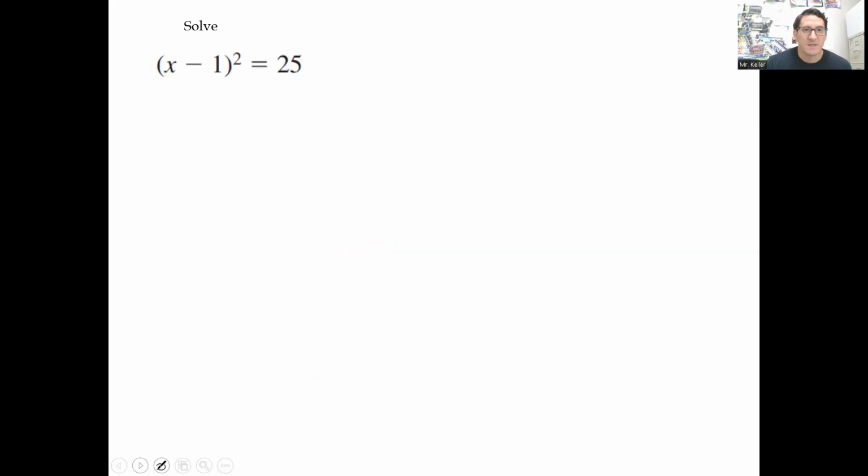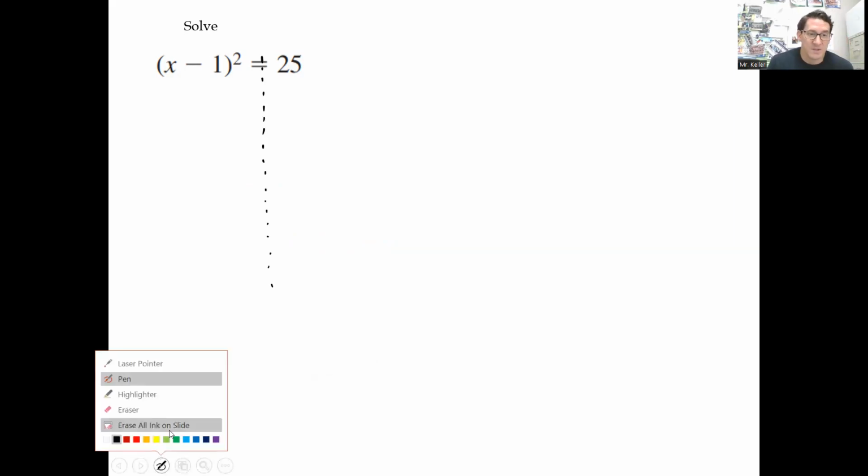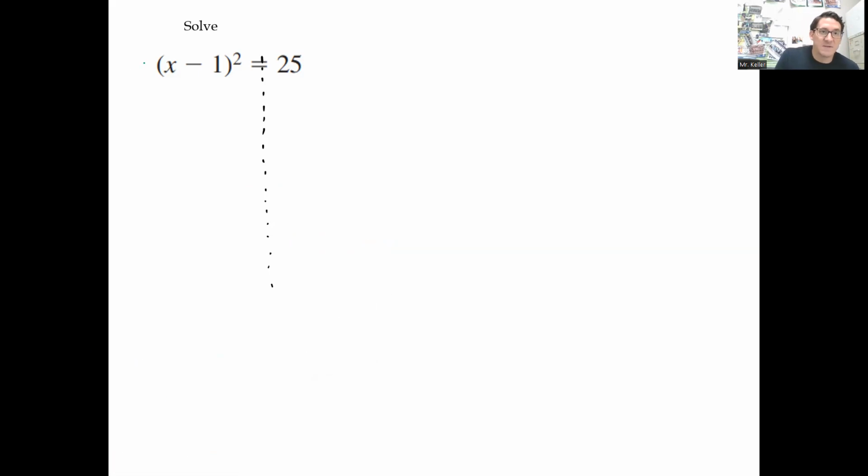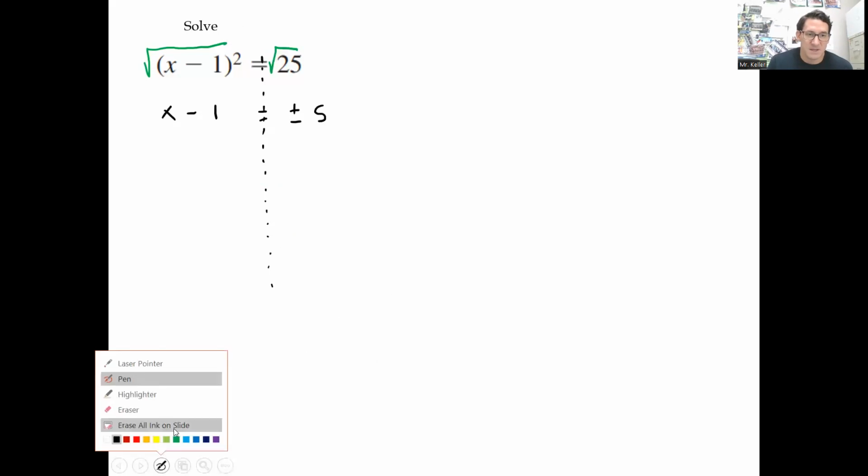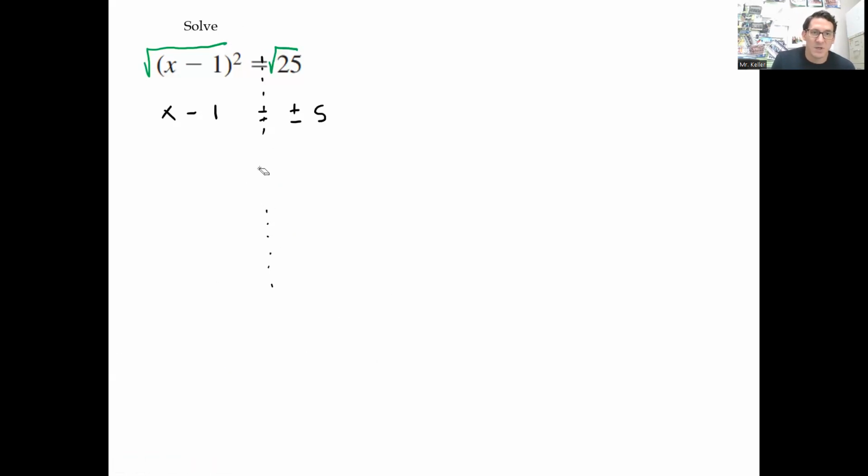Moving on. All right, so these are a little bit different because we need to take the square root first. So we have parentheses. So I'm going to take the square root of both sides first. So I'm going to get x minus 1, the square and the square root cancel out, is equal to a positive or negative 5.